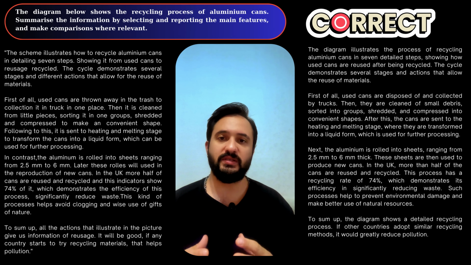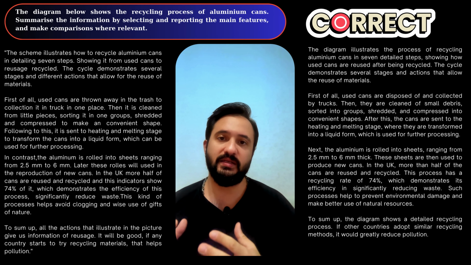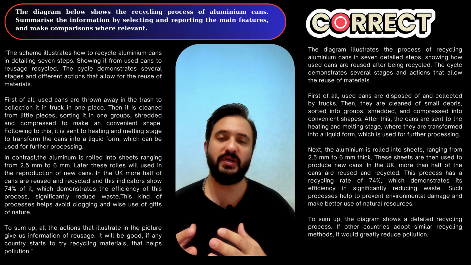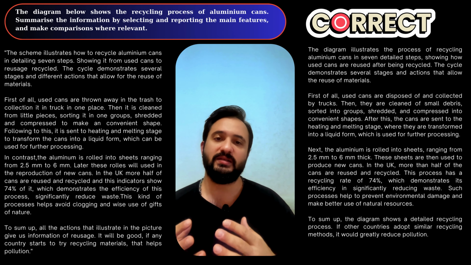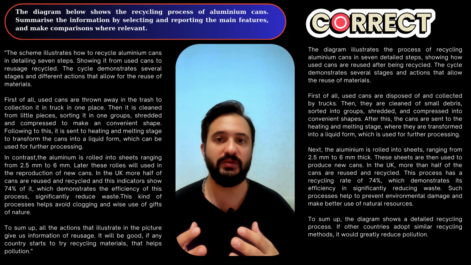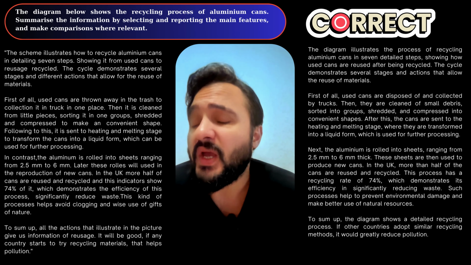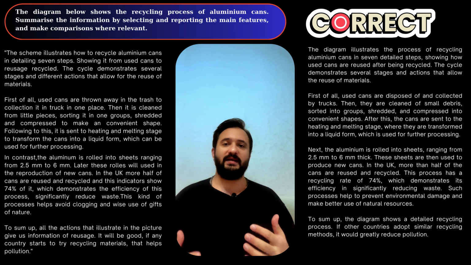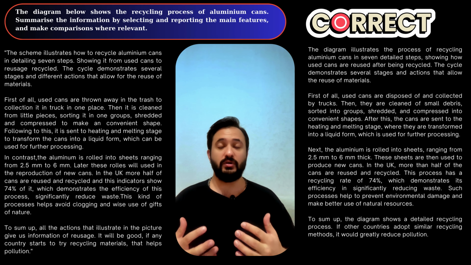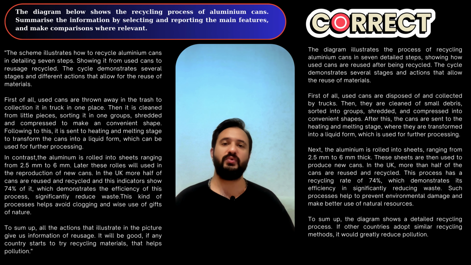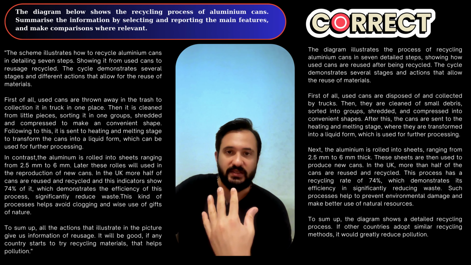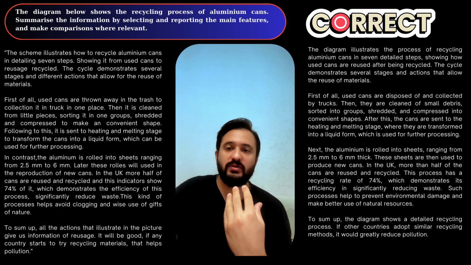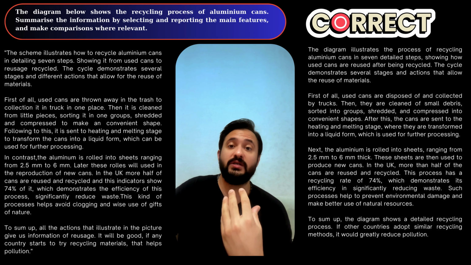The diagram illustrates the process of recycling aluminum cans in 7 detailed steps, showing how used cans are reused after being recycled. The cycle demonstrates several stages and actions that allow the reuse of materials. First of all, used cans are disposed of and collected by trucks. Then they are cleaned of small debris, sorted into groups, shredded and compressed into convenient shapes. After this, the cans are sent to the heating and melting stage, where they are transformed into a liquid form, which is used for further processing.